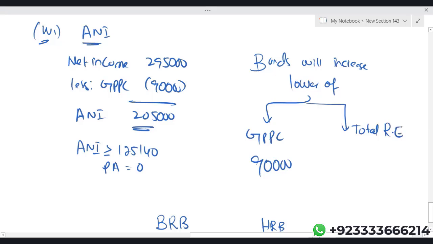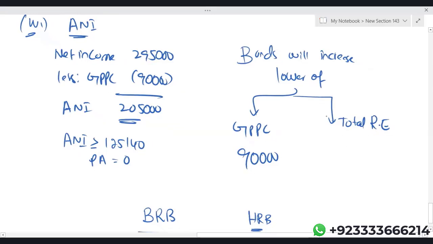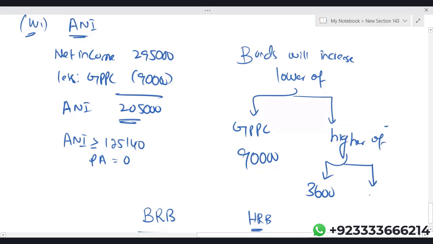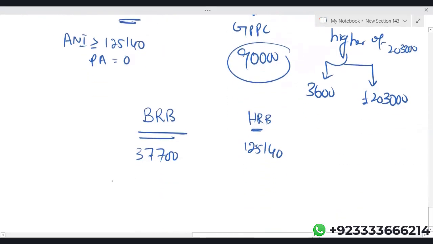Students, relevant earnings are employment income number 1, income from furnished holiday letting number 2, trading profit or trading income number 3. In this question, the only relevant earning is employment income. Higher of 3,600 and total of the relevant earnings, which is only employment income. We do not have any income from furnished holiday letting or any trading income. So higher of 3,600 and 2,03,000 is obviously 2,03,000. Now the bands will increase by the lower of gross PPC, 90,000, and 2,03,000, so obviously 90,000.